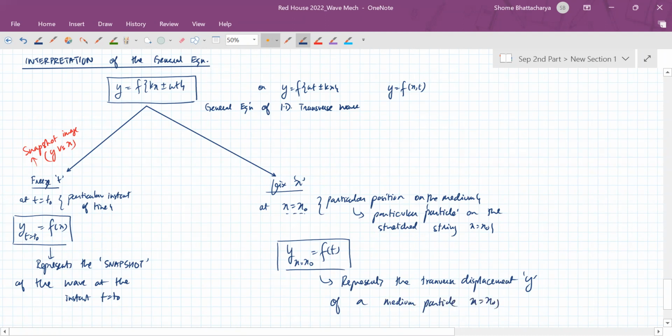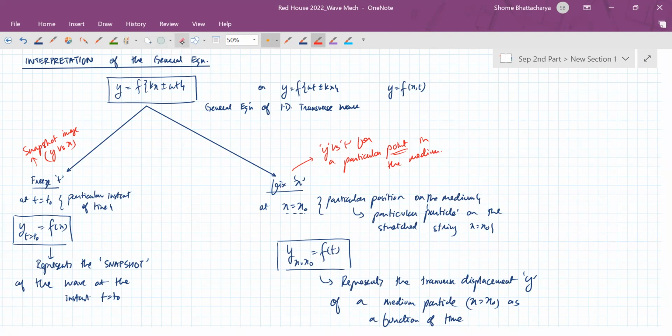X equal to x naught as a function of time. Okay, so fixing the value of x, what it does is it gives us the y versus t for a particular point in the medium, or for a particular particle in the medium, it gives us the transverse displacement as a function of time. So these are the two different ways of interpreting this. Okay, so we will discuss this with examples also.